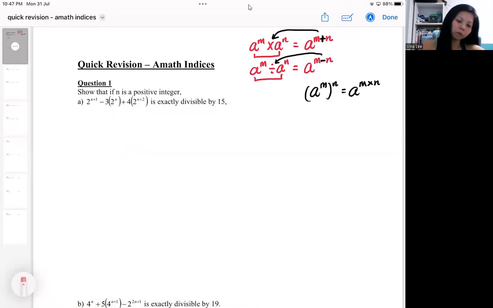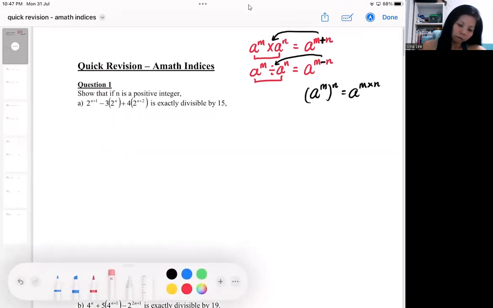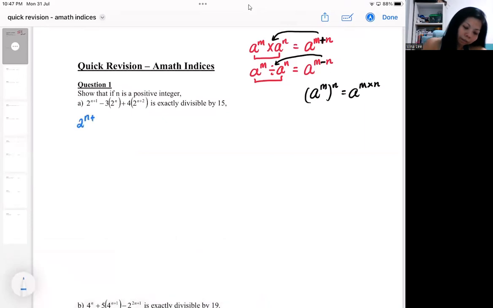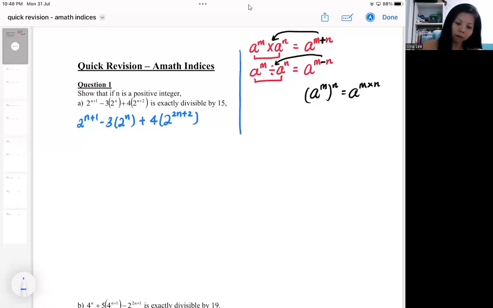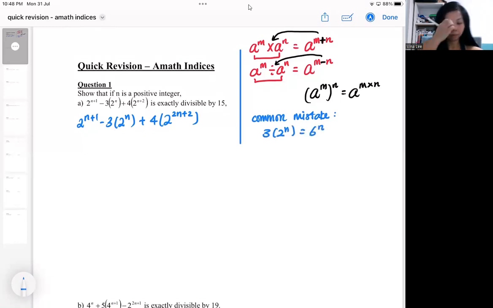Okay, so I will show the whole question. The expression, they learn to recognize when can you split the power. Before I show you the splitting of power, I need to show you a common mistake first. A lot of students, when they see this, will go and do this. It's a very common mistake. It is not correct.